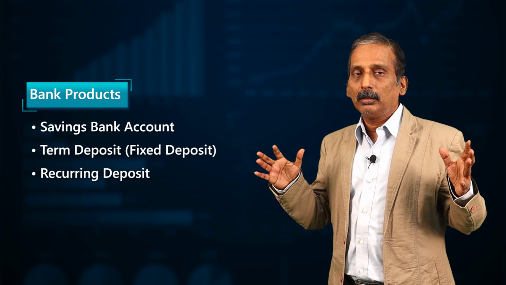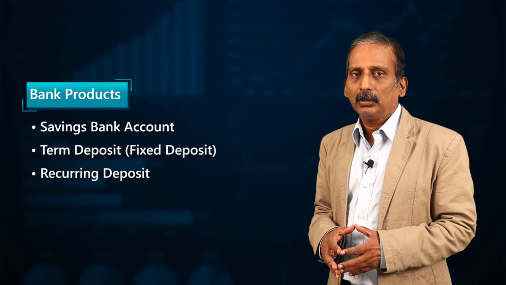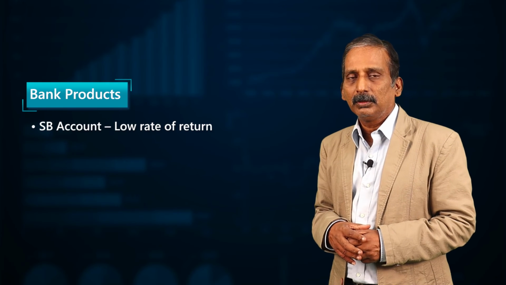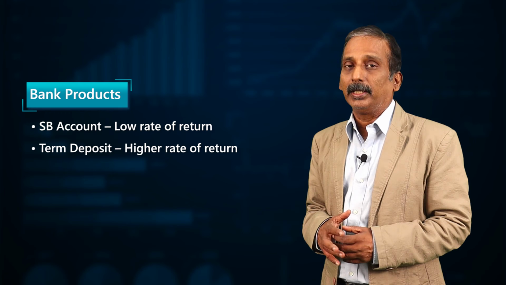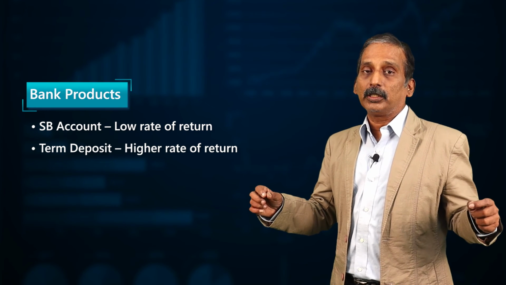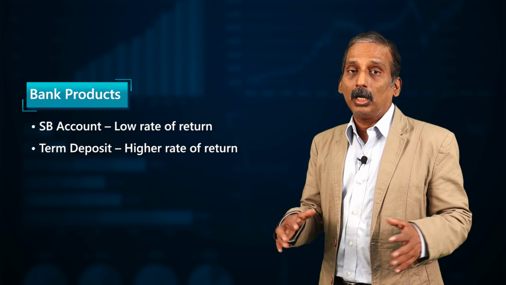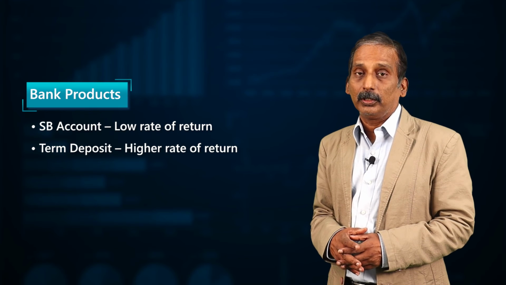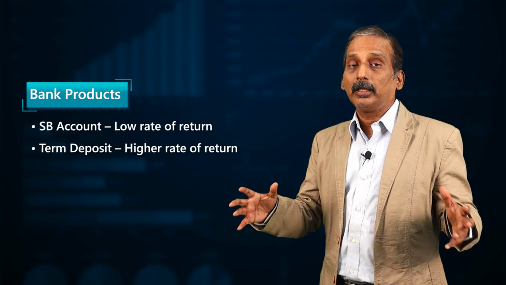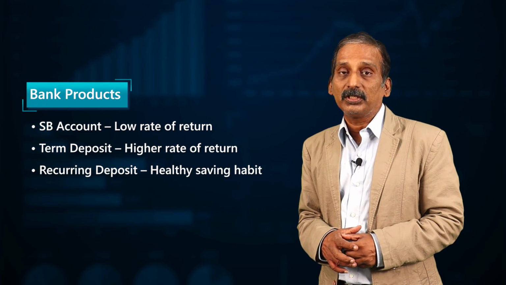So we looked at 3 forms of investments. One was savings, which gives you a very low rate of return. Second was a term deposit, which is safe and gives you a higher rate of return. And third, if you did not have the money or if you wanted to build a savings habit, is a recurring deposit, which also gives you a reasonably good rate of return. But if you ask me, the greater advantage of a recurring deposit is that it creates the healthy habit of savings in you.